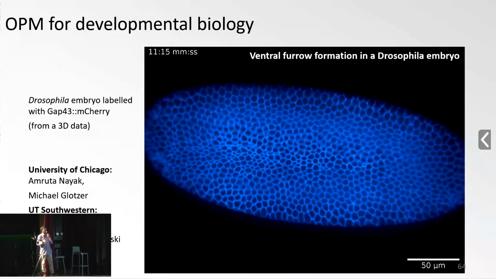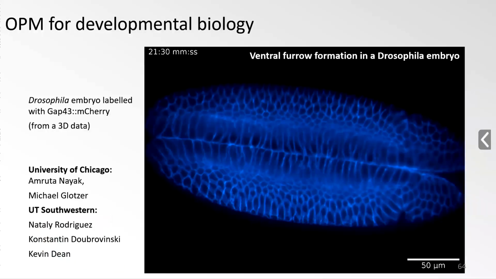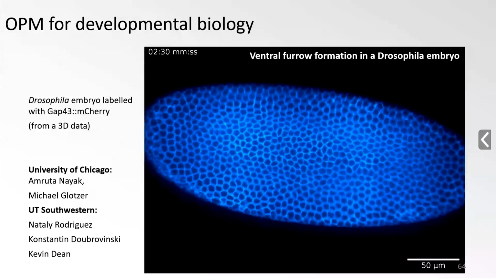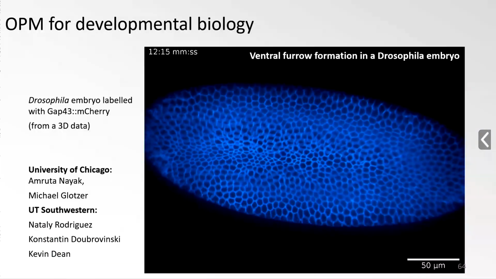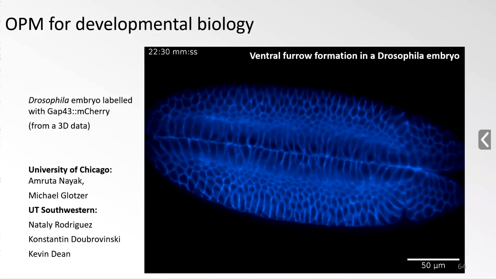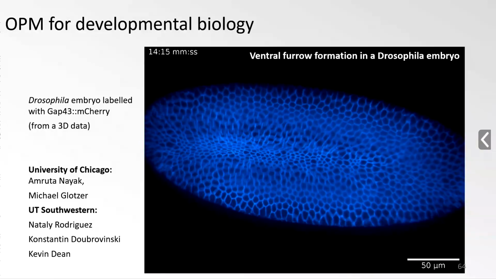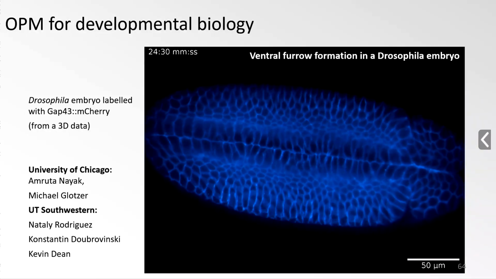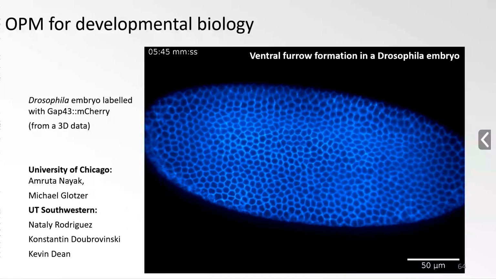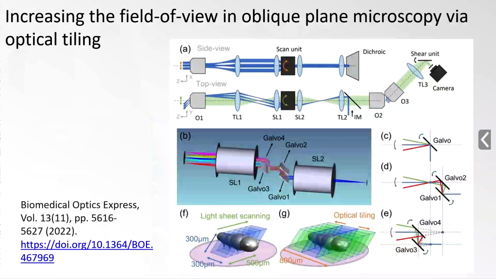And of course, we can also image something big. This is a Drosophila embryo, and here we image the ventral furrow formation. You can see we image up to 30 minutes, and we also image this pretty fast, I think every, I don't remember, 15 seconds maybe. And that's actually a whole stack. We can also do more tricks here.